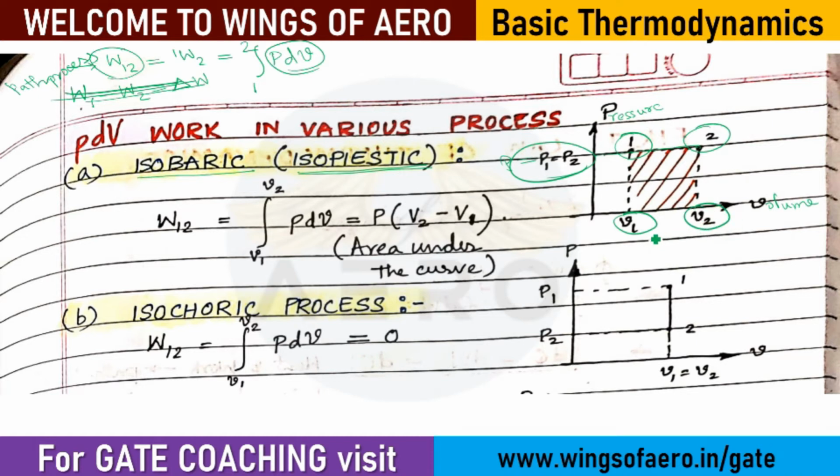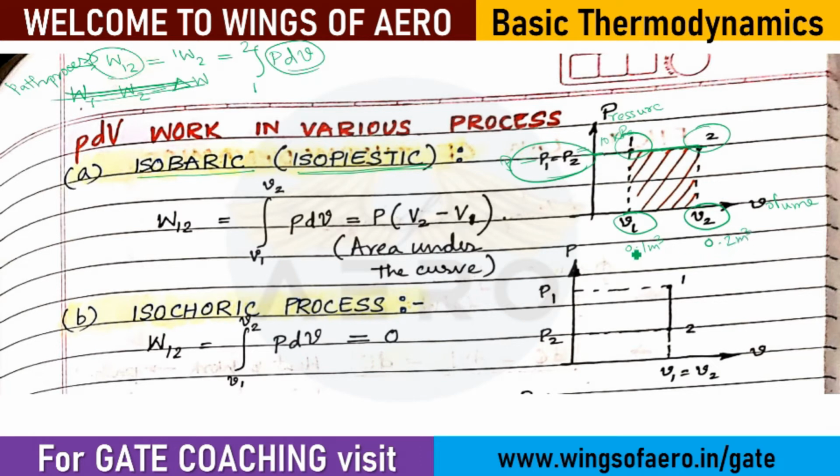Then how can I find the area under this line? As I've said, the area under this line is going to be the work done. Suppose we consider this one to be around 10 kilopascal, and here we have around 0.1 meter cube, and here we have 0.2 meter cube.